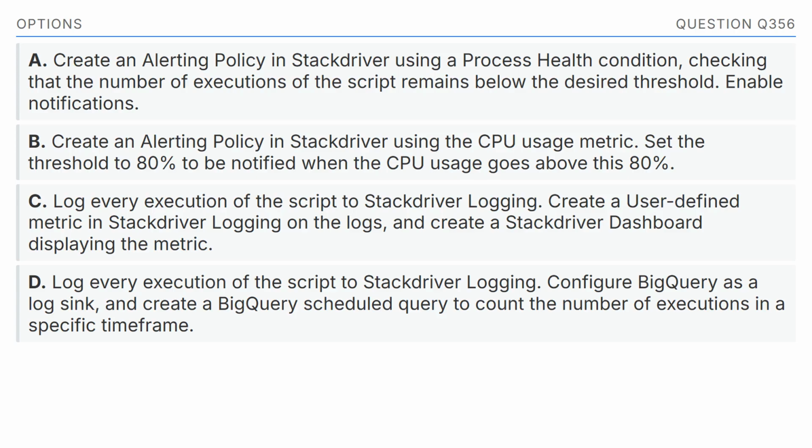Enable notifications. Option B, create an alerting policy in Stackdriver using the CPU usage metric. Set the threshold to 80% to be notified when the CPU usage goes above this 80%. Option C, log every execution of the script to Stackdriver logging. Create a user-defined metric in Stackdriver logging on the logs, and create a Stackdriver dashboard displaying the metric. Option D, log every execution of the script to Stackdriver logging. Configure BigQuery as a log sink, and create a BigQuery scheduled query to count the number of executions in a specific time frame.